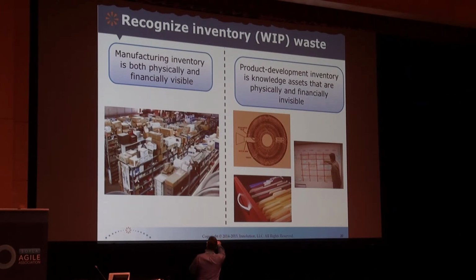I mean, think about it. It's physically visible in an obvious way. I can walk into a manufacturing plant. I can see the stuff. I can touch the stuff. I know if we have more inventory in the factory this week than last week because there are bigger piles of stuff on the floor. It's also financially visible.